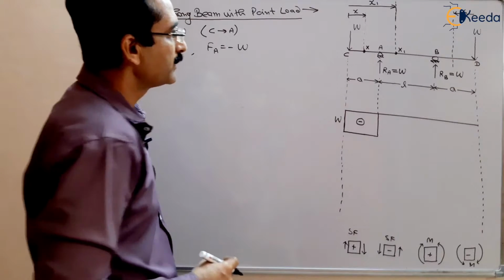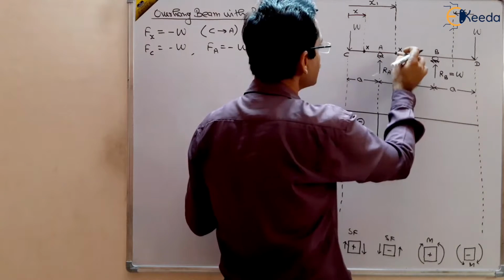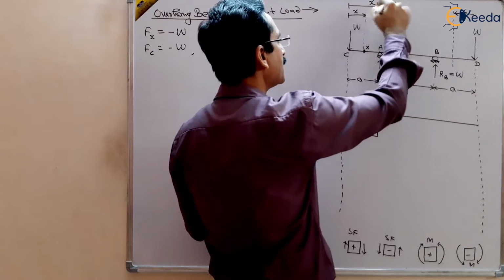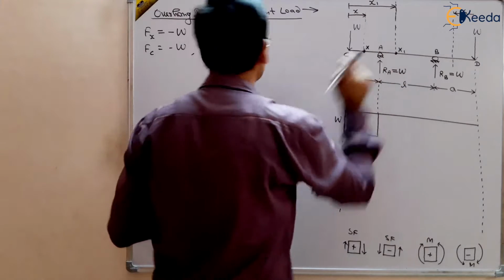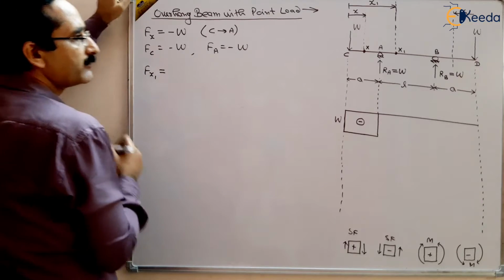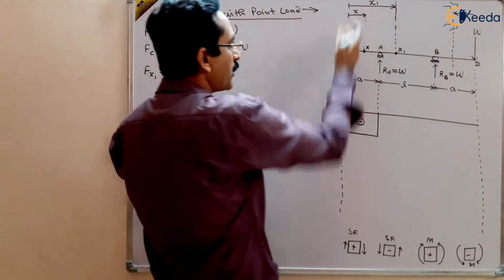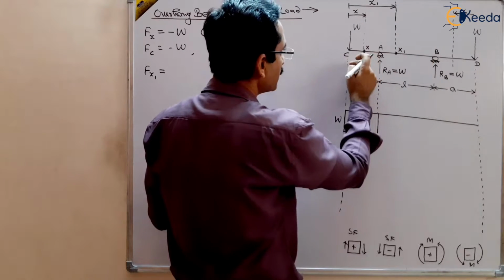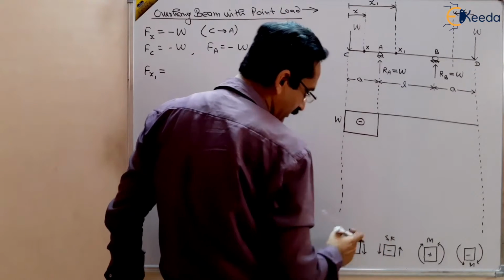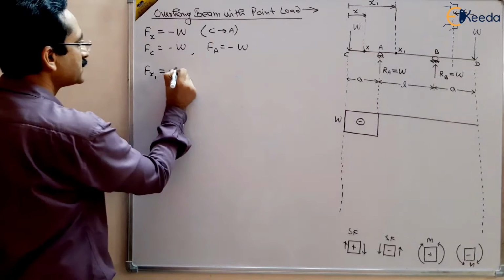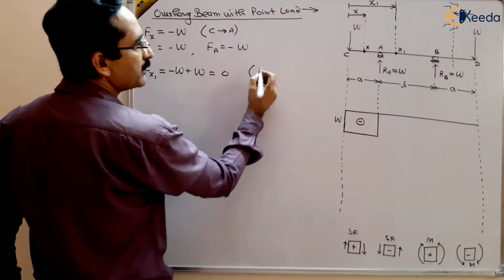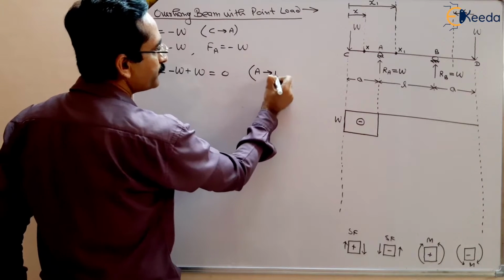What will happen between A to B? You can see here that we have taken another cross section at a distance x1 from the free end, and find out the shear force Fx1. What will be that? On the left side there are two forces, one is downward W and one is upward W, right? So downward W is negative, upward W is positive. So we will get minus W plus W, and that is equal to 0. So shear force is 0 between A to B.